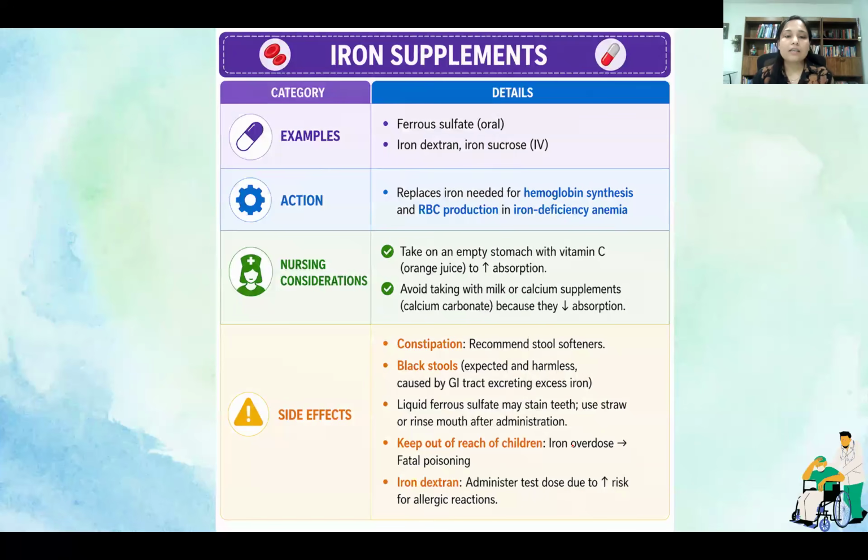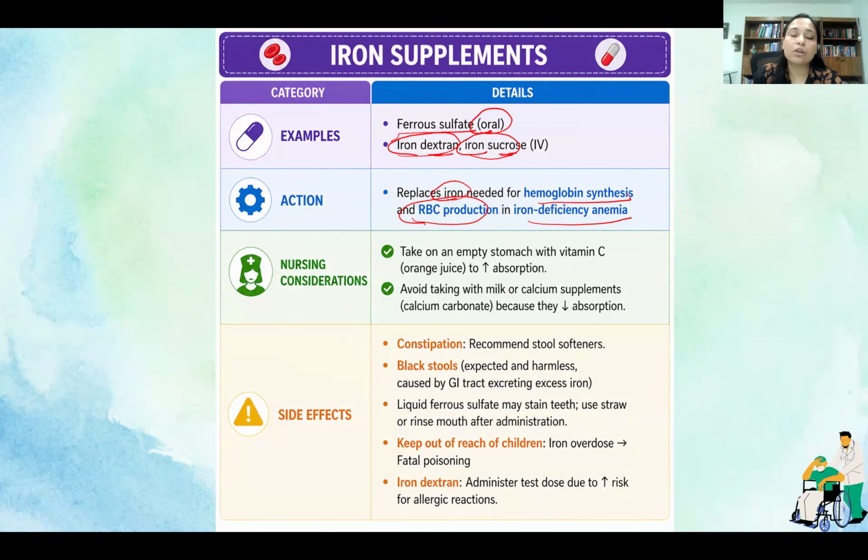All right, next is about the iron supplements. So with iron supplements, we do use an oral form of iron supplement, that is ferrous sulfate, and the IV forms of iron supplement, that is iron dextran and iron sucrose. IV forms are iron dextran and iron sucrose, and the oral form is ferrous sulfate. Okay, how it works, it replaces the iron needed for hemoglobin synthesis, RBC production, and iron deficiency anemia.